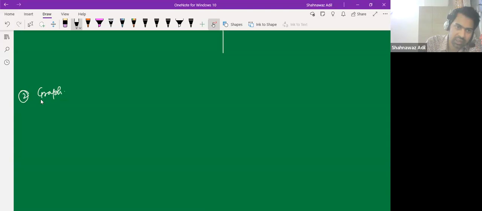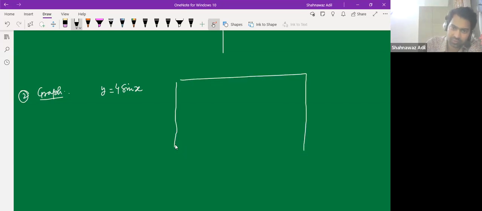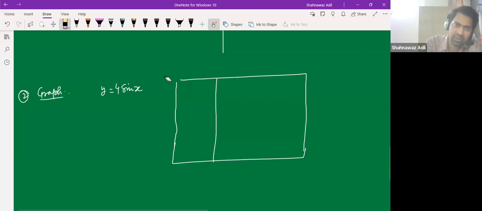So let us understand about the graph. First, let us understand the graph of sine, right? Let's say y is 4 sine x. This we have already understood, but let us go through it. y is 4 sine x, right? This axis is x, and this is y, which is 4 sine x.